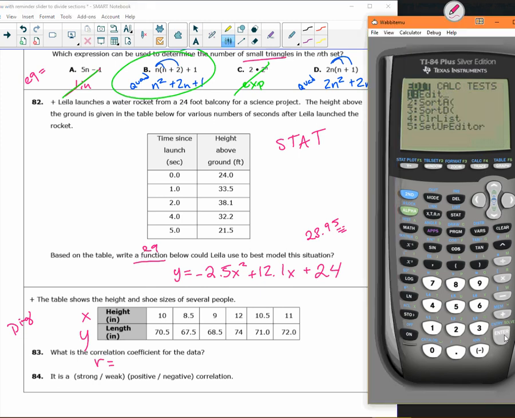So I've got to use Stat. I got 10, 8.5, 9, 12, 10.5, and 11. And then we'll go to the other y values: 70.5, 67.5, 68.5, 74, 71, 72. Okay. Stat, Calc, correlation coefficient. When we're dealing with this, we're only dealing with linear, so we're going to go to 4, all the way down.